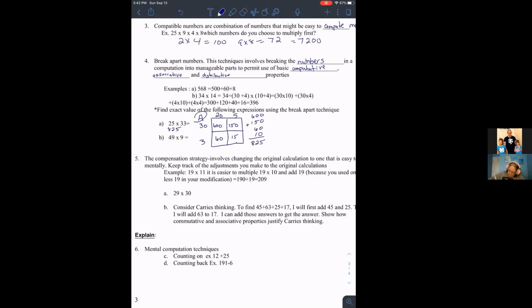And then for B, I did the same thing, where I did 40 and 9, and then I did just 9 over here. So 9 times 40 would be 360, and then 9 times 9 is 81. So that would be 360 plus 81. It's 441. Don't know if that's right, but that's how I did it.